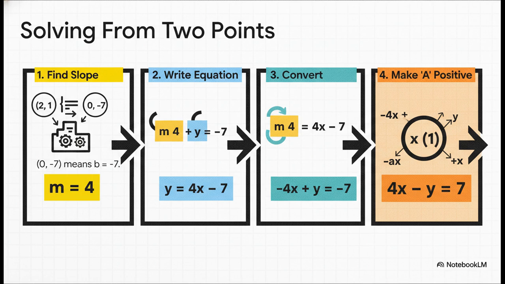And from here, it's the same process we just learned. We move the 4x over by subtracting it, which gives us -4x plus y equals -7. But hold on, we're not done yet. Look at that A value. It's negative. So for our last step, we multiply the whole thing by -1. That flips all the signs and gives us our beautiful final answer, 4x minus y equals 7.